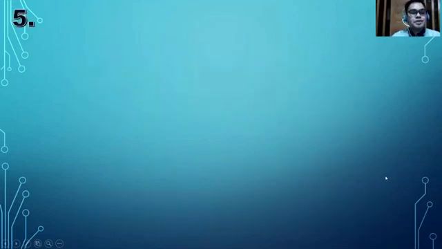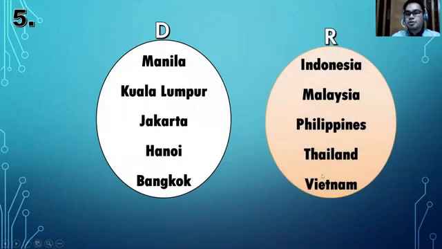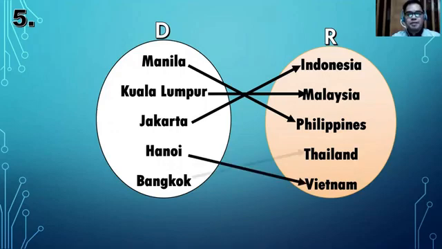Okay. For number 5, we have Manila, Kuala Lumpur, Jakarta, Hanoi, and Bangkok. This is the set of the capital cities in Asia. And this is the set of the countries in Asia. So, Manila is the capital city of the Philippines. Kuala Lumpur is the capital city of Malaysia. Jakarta is the capital city of Indonesia. Hanoi is the capital city of Vietnam. And Bangkok is the capital city of Thailand.